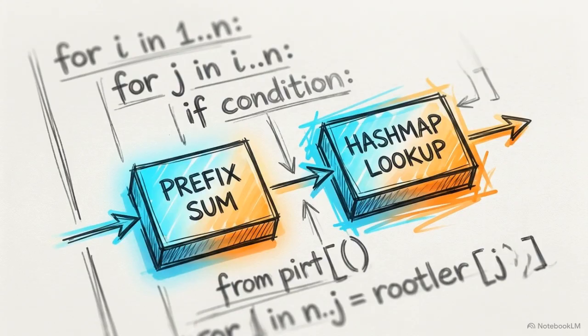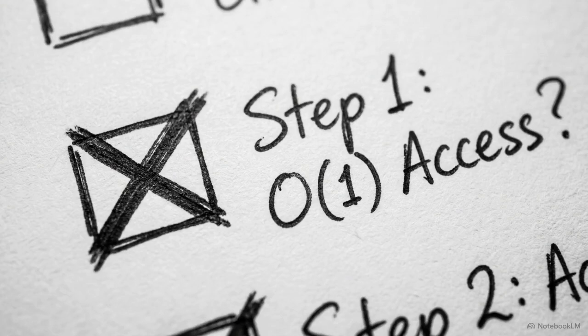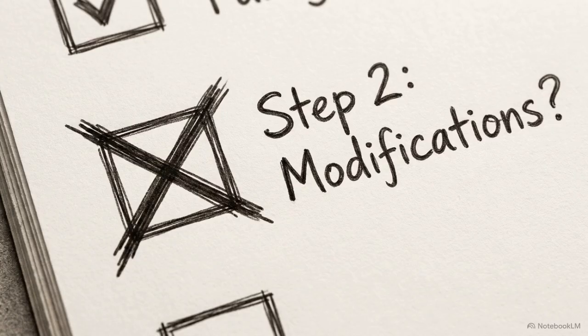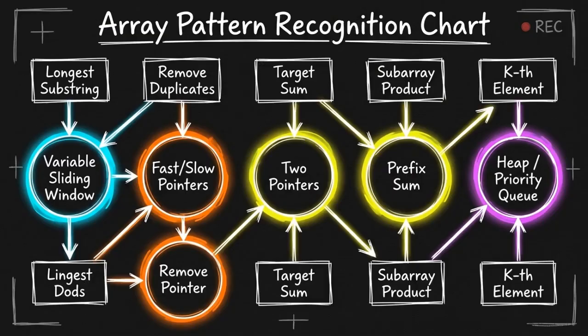By identifying the trigger words independently, an intimidating O(n) solution reduces down to just two basic patterns stacked on top of each other. Before writing a single line of code, run through the mental checklist. Check for fast lookup needs, sorting or in-place constraints, contiguous window requirements, and the presence of negative numbers. This chart maps trigger words from problem statements, like longest substring or remove duplicates in place, directly to their optimized templates. Take a screenshot of this frame.